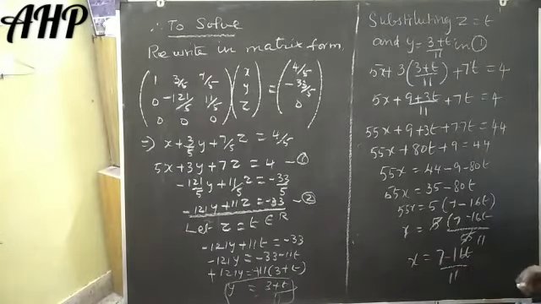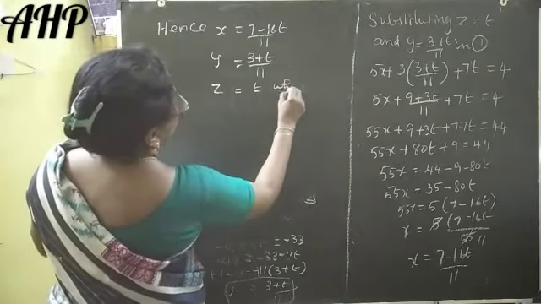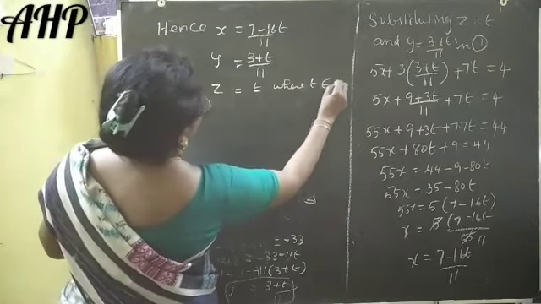Hence, x is equal to 7 minus 16t divided by 11, y is equal to 3 plus t divided by 11, and z is equal to t, where t belongs to the set of real numbers. This is the solution.